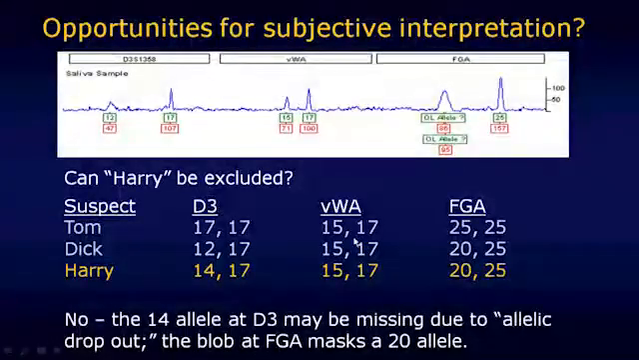The 14 may be absent not because it's not there, but rather because allelic dropout has occurred. And if you look further along the line in Harry's electropherogram and his reference profile, he has a 15-17 at VWA as well and a 20-25 at FGA, so he has the same issues in play that we had talked about with Dick. And at the end of this discussion, what can we say? Can Harry be excluded as a possible contributor? The answer, no, at least not if you can invoke this phenomenon known as allelic dropout. And it does get invoked fairly frequently in forensic DNA profiling contexts.